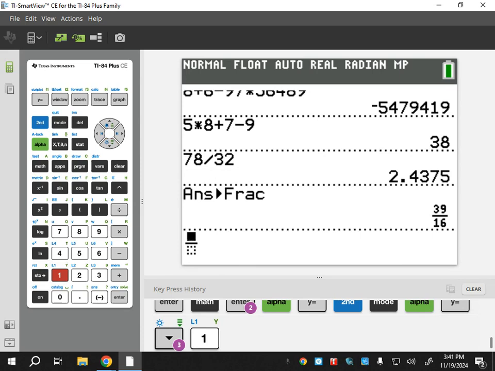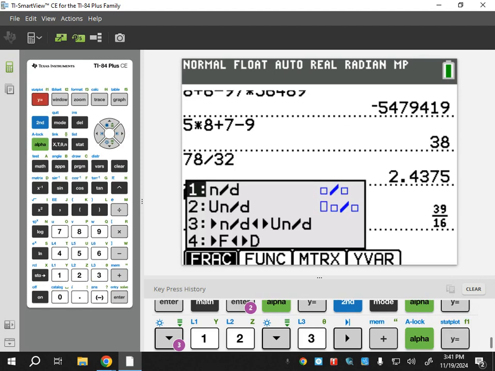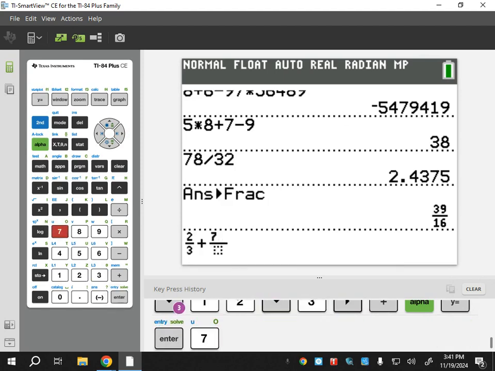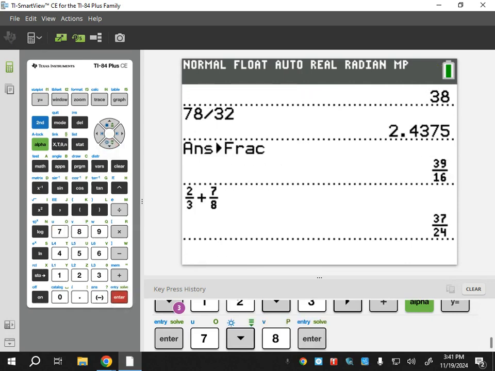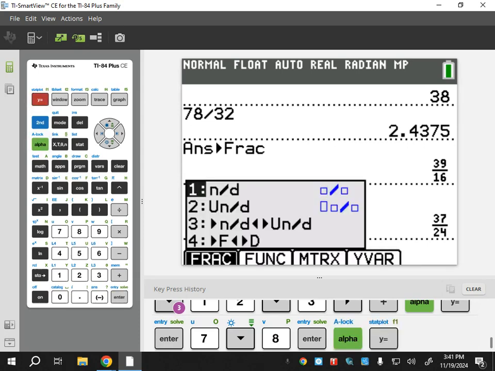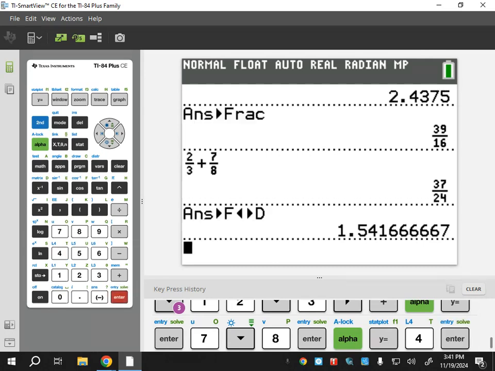And if I want to do a fraction operation, like let's say 2/3 plus 7/8, I can just put in another fraction of 7/8, and it'll give me my answer in fraction form. If I want to switch that to decimals, I can do that alpha Y again. Go to number 4, which is fraction to decimal. If you notice, it says ANS, meaning that it's taking my last answer, 37/24, and it's going to take it from a fraction to a decimal.